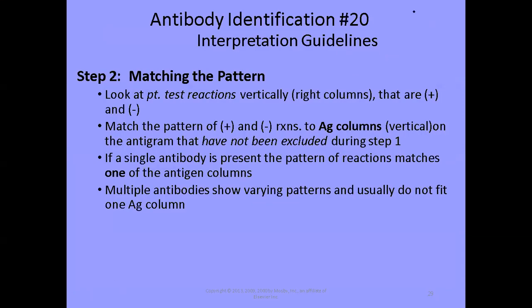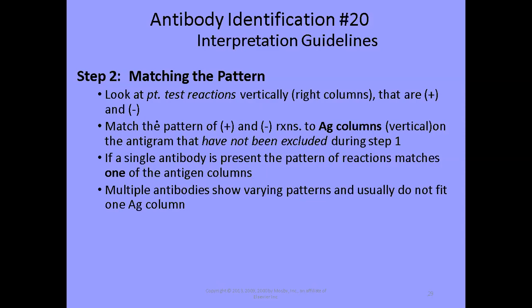Okay, so we've used negative reacting cells and eliminated positive reactions on those cells. So we did the first step. Now we're at step 2 where we're going to match the pattern. So for the antigens that were not crossed off, we're going to look at the column for the antigen.